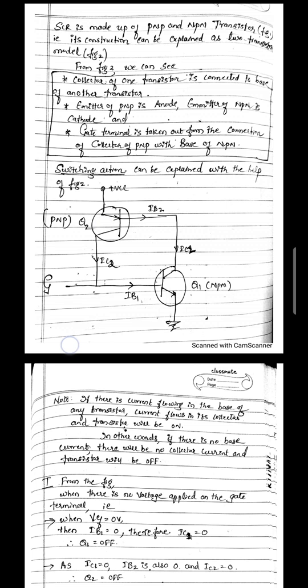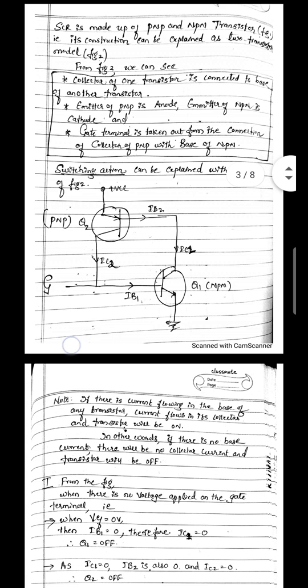There is a flow of current from anode to cathode because both the transistors are in the on state. That means current is flowing through the SCR. That means the SCR is in the on state.